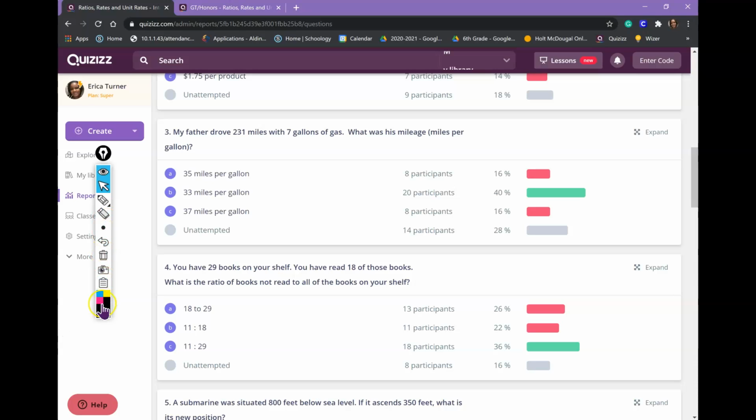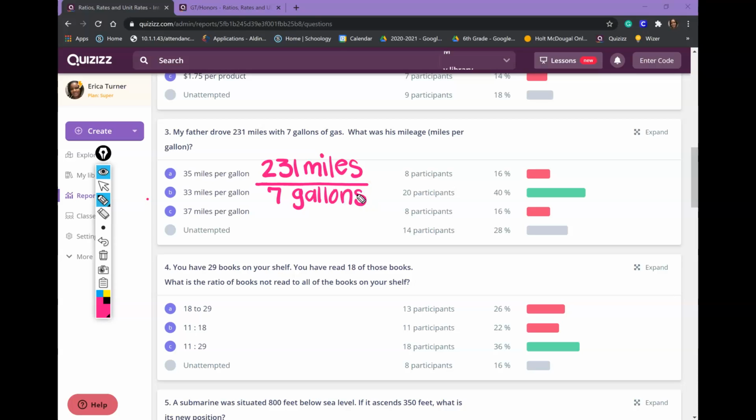So in order to find a rate, what I need to do is set up a ratio. Remember, there are 3 ways to write a ratio. We are going to write a ratio using fraction notation. So I'm going to take 231 miles, and I'm going to put that as my numerator. The denominator of my ratio, written in fraction form, is going to be 7 gallons.